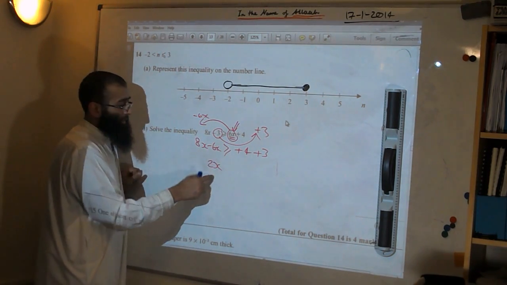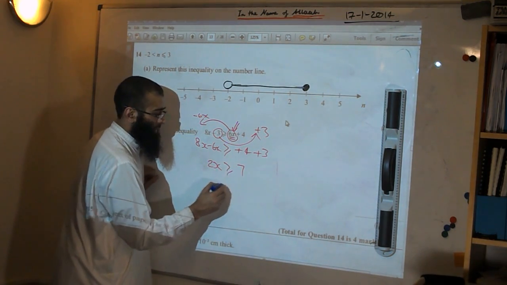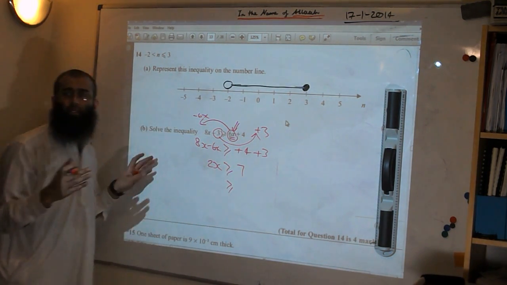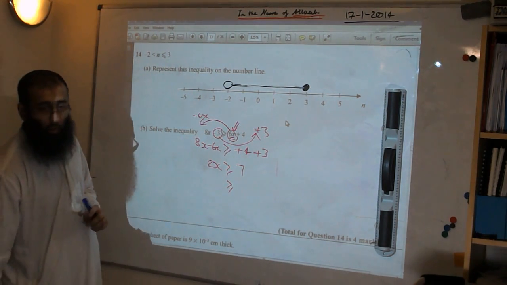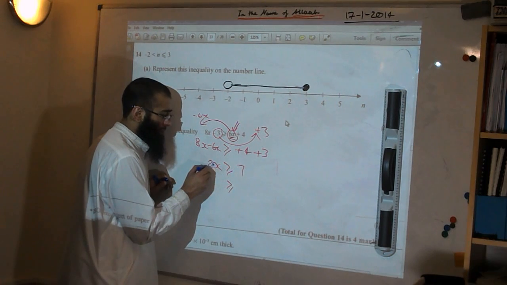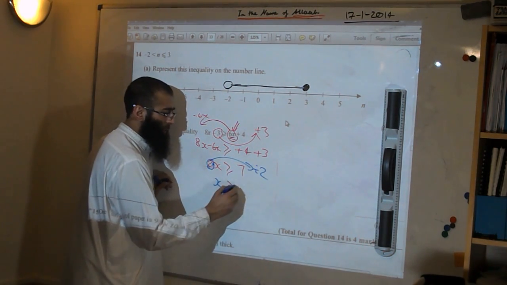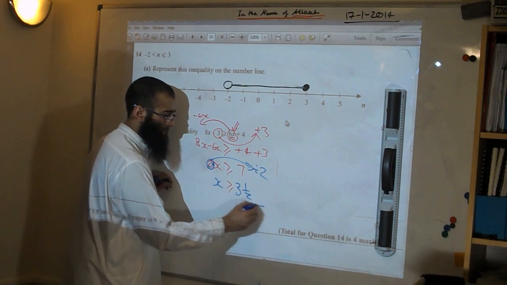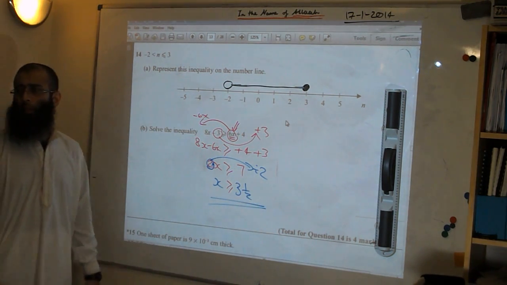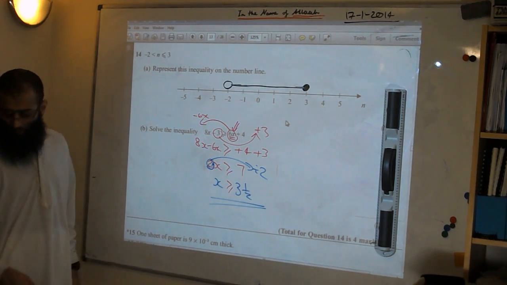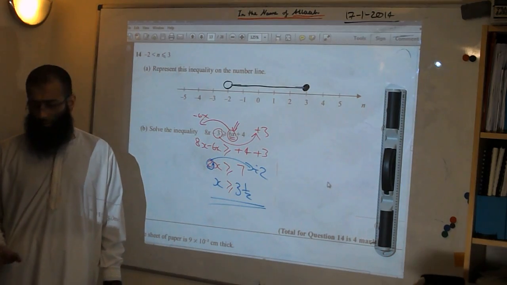8x minus 6x is 2x. 4 add 3 will give us 7. Okay, don't worry that the 7 is not a multiple of 2, that's not a problem. Okay, the opposite of times by 2 is? Divided by 2. So 7 divided by 2 is? 3.5. Okay, that question is done. So let's quickly, everybody done that, let's move on to the next bit.